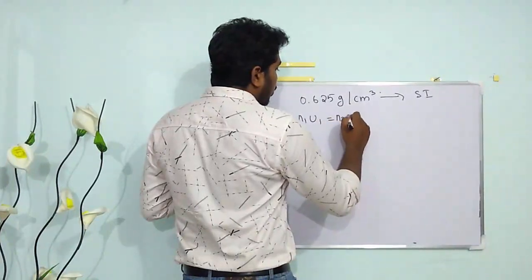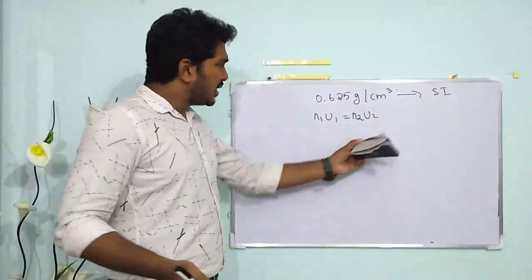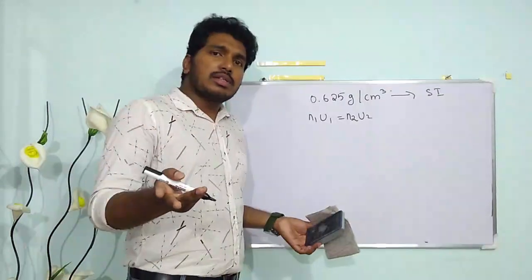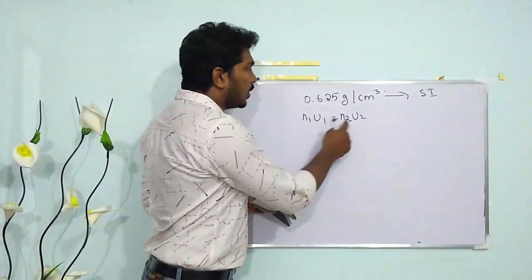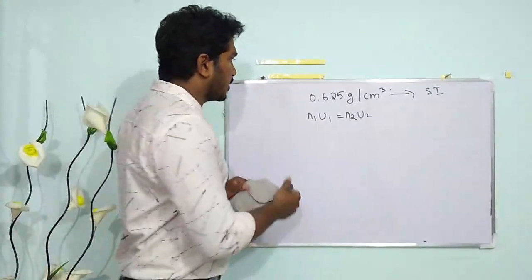Should be equal to N2U2. To easily understand that, 1 centimeter is equal to what? 10 millimeter, right? The same thing. 1 centimeter is equal to 10 millimeter. That's the same thing, just another way of writing it.